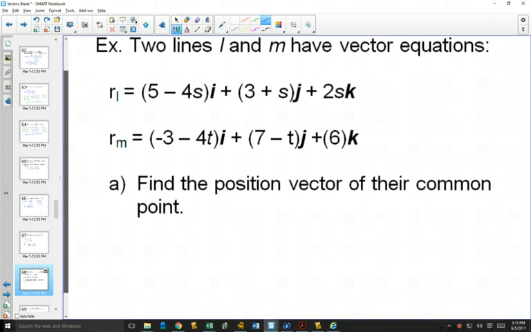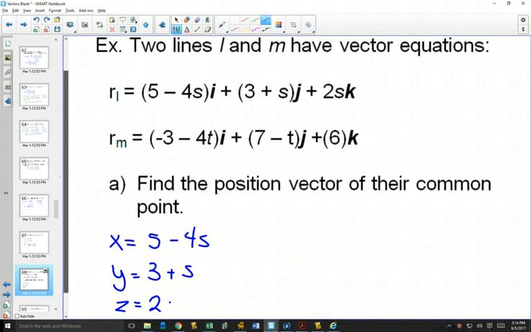To find the position vector of their common point, we're going to look at their parametric equations. So on our L equation, our x coordinates, can you see that they're going to be 5 minus 4s. Our y coordinates are going to be 3 plus s, and our z coordinates are going to be 2s. And this is our line L.